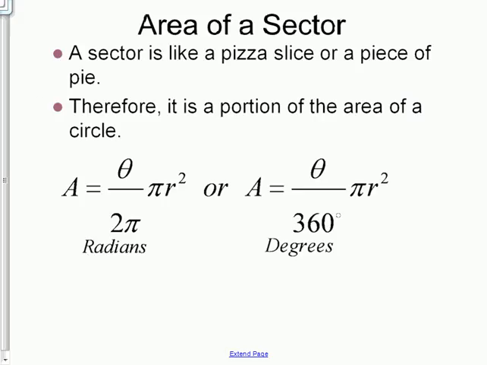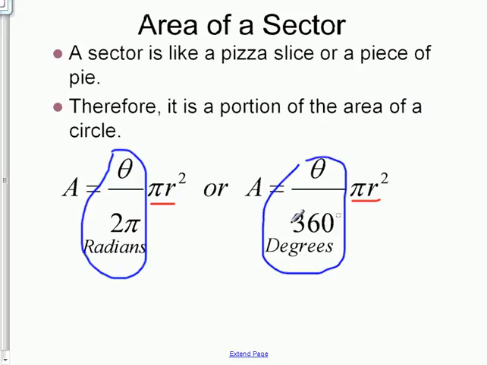Area of a sector. Now we're looking at something that's like the area of a pizza slice. Once again, you'll notice, since we're talking about area, it's the area of a circle now. The only difference between the equations is whether that front ratio, this first fraction, is in terms of degrees or radians, based on your central angle again.